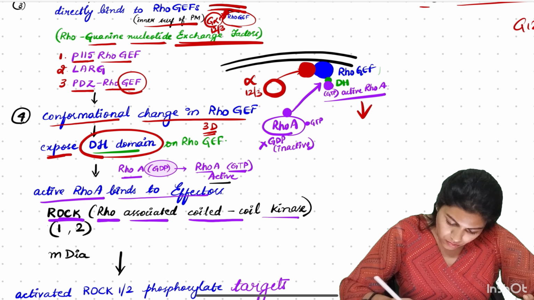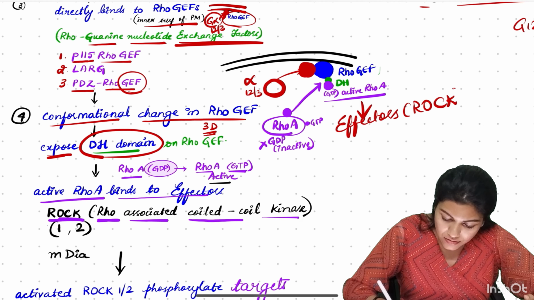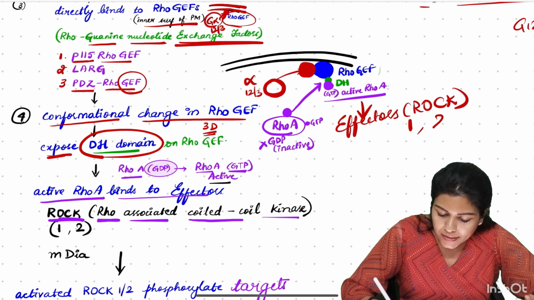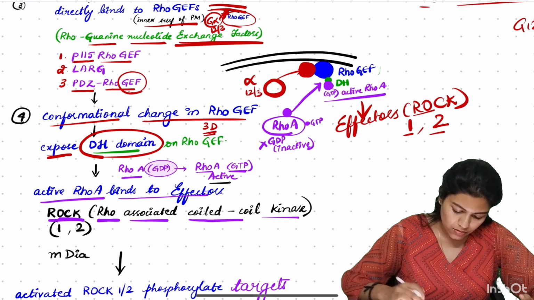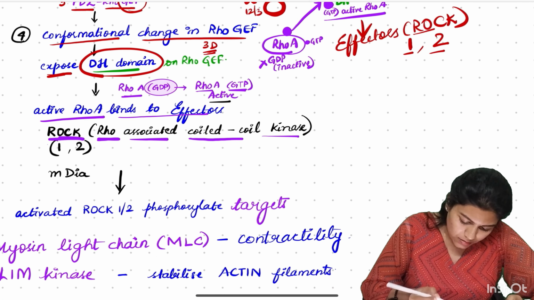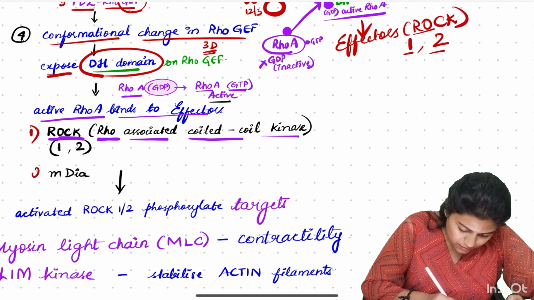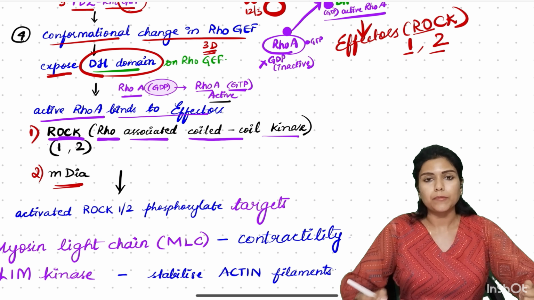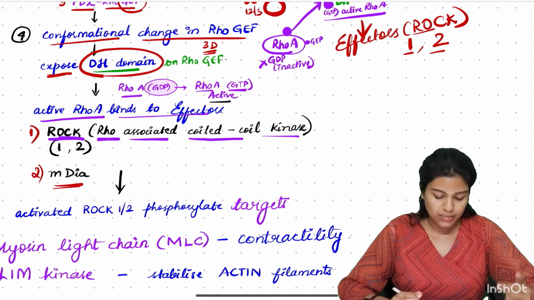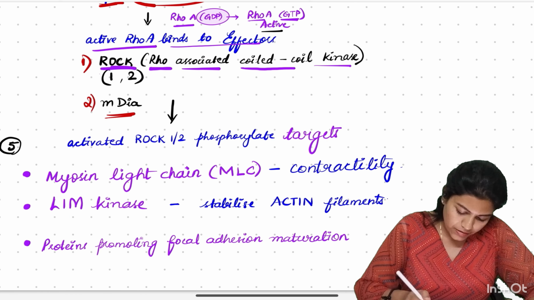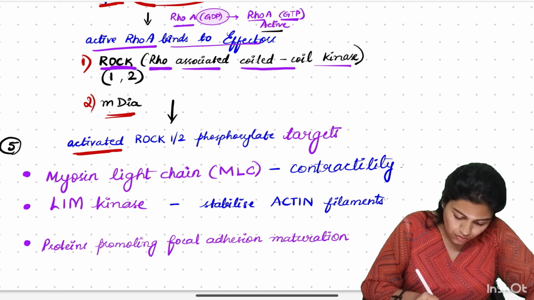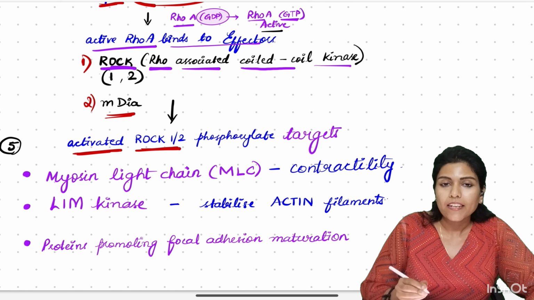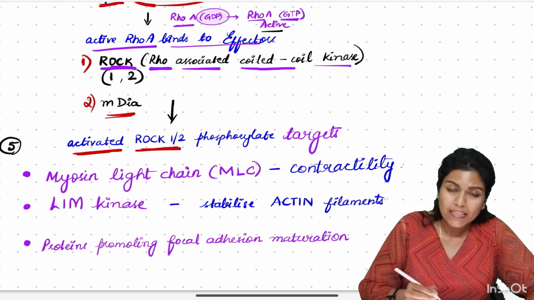The effectors here are ROCK, which has two isoforms, ROCK 1 and ROCK 2, the two isoforms of this kinase. And the other receptors are this is 1, this is 2, MDR. This is the other receptor. Other effector. Upon getting activated, for example, this is the activated ROCK 1, 2. Now the final effect is produced by this activated ROCK.